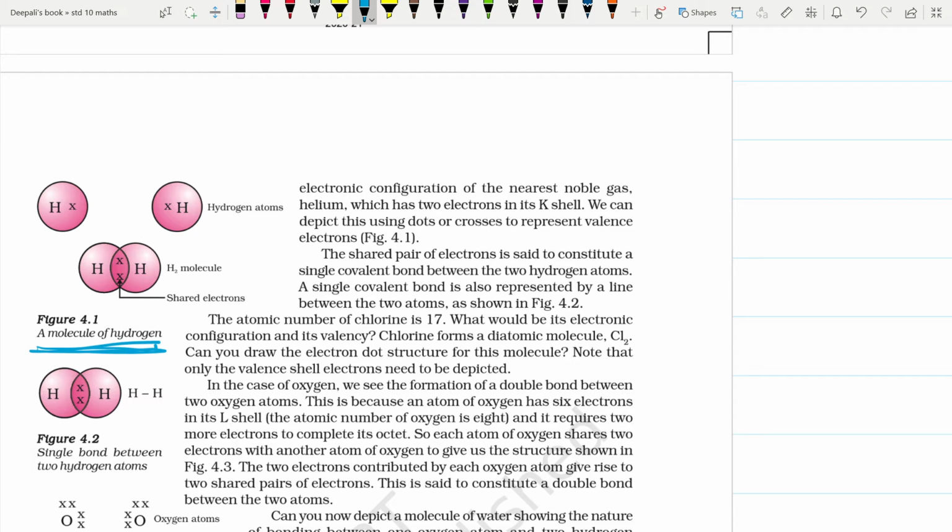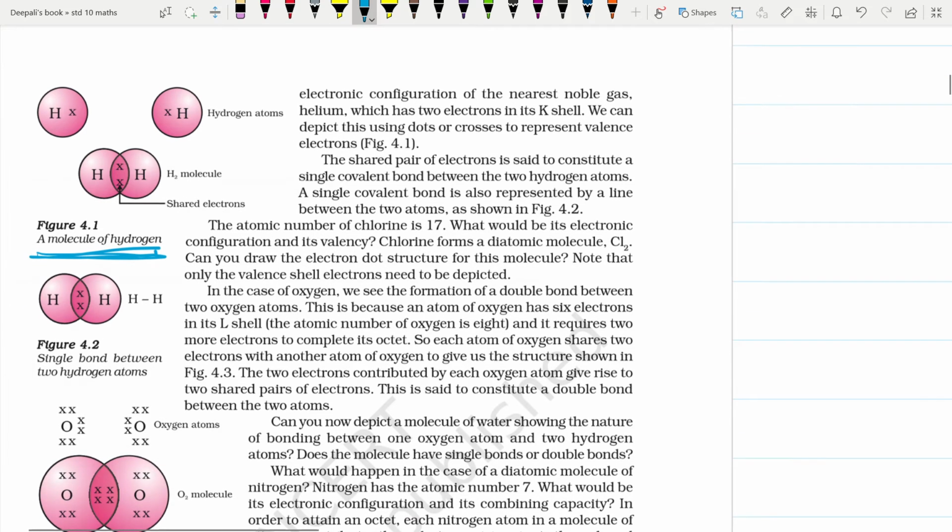The atomic number of chlorine is 17. As we already understood this, what would be the electronic configuration and its valency? Chlorine forms a diatomic molecule, Cl2. Can you draw the electron dot structure of this molecule? Note that only the valence shell electrons need to be depicted.